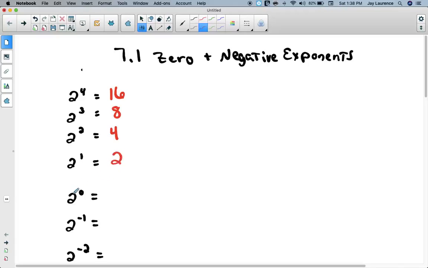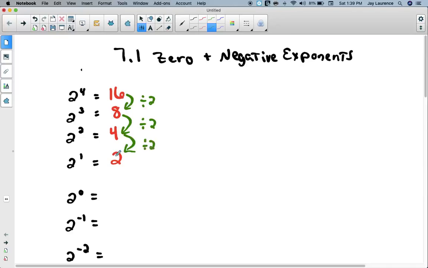Now, many of you will get this wrong initially, 2 to the 0 power. You'll put down some ridiculous answer. You're not looking at the pattern. We have to ask ourselves, how do we turn 16 into 8? Well, we divide by 2. How do we turn 8 into 4? We divide by 2. 4 to 2, you guessed it, we divide by 2. So therefore, 2 to the 0 power must be 1. How did I get 1? Because 2 divided by 2 is 1. That's exactly what I did.